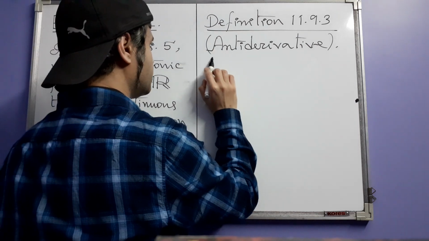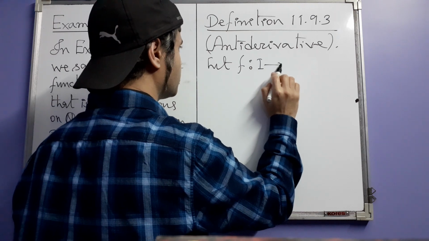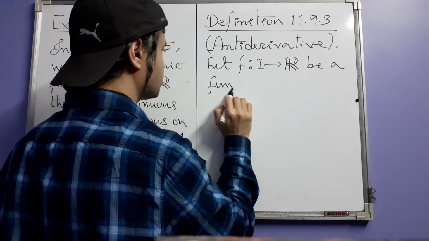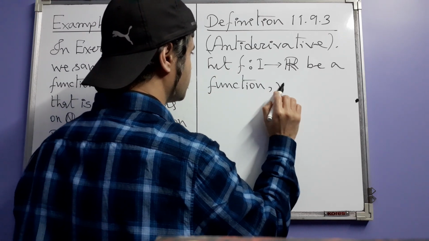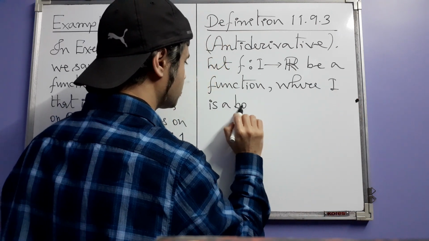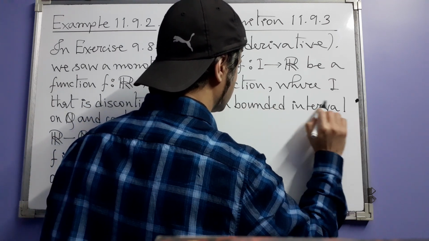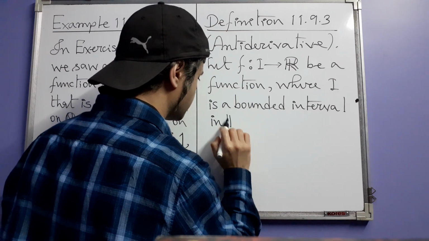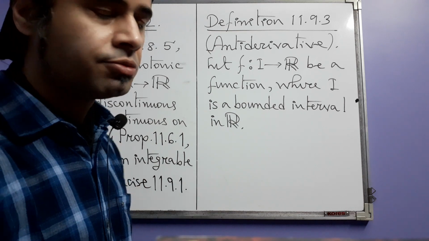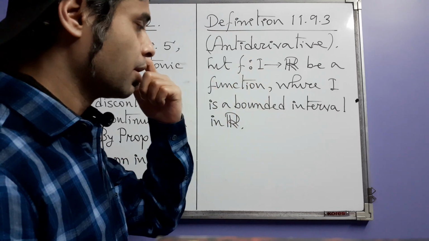Alright, let small f from I to R be a function where I is a bounded interval in R. There is virtually no restriction on small f. Small f is just a function. The only restriction is that its domain is an interval. It's a bounded interval.